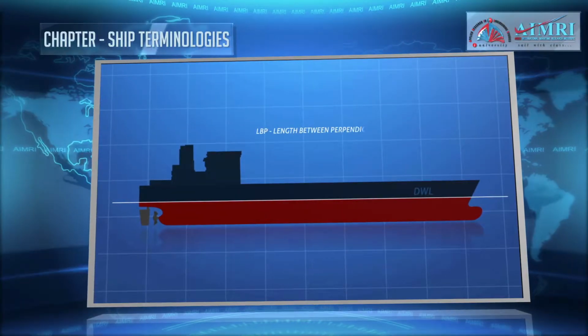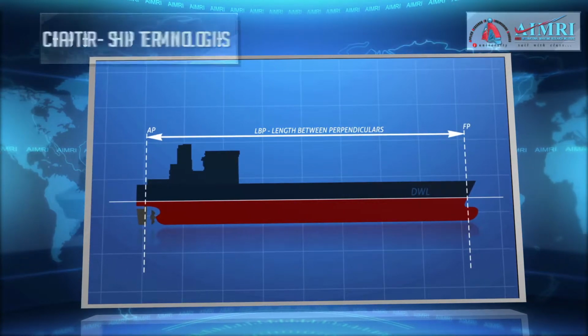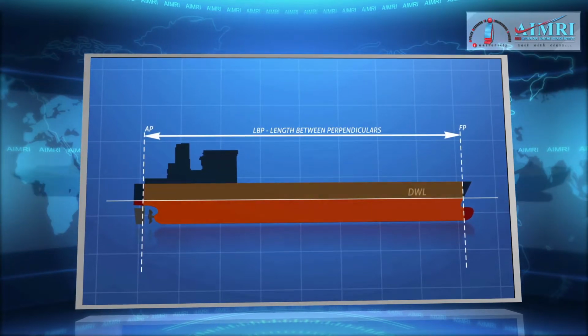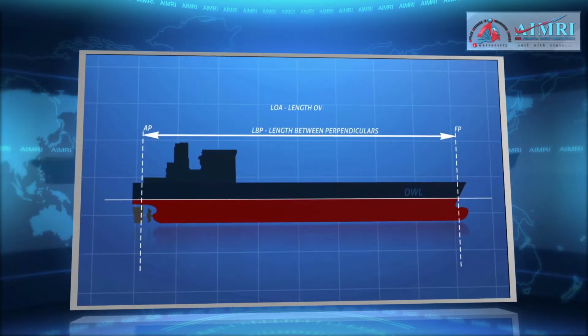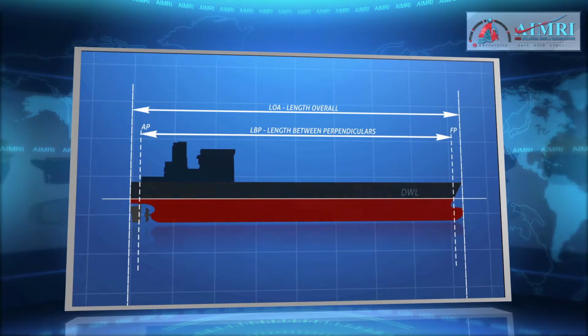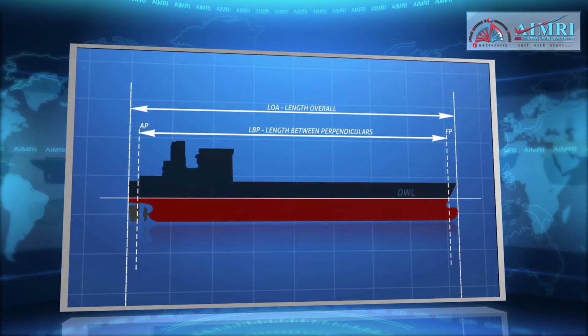The distance between forward and aft perpendiculars, that is, the length of a ship measured from the forward side of the stem to the aft side of the stern post at the height of the design waterline. Length overall, the extreme length of the ship, that is, the total length of the ship from one end to another, including bow and stern overhangs.